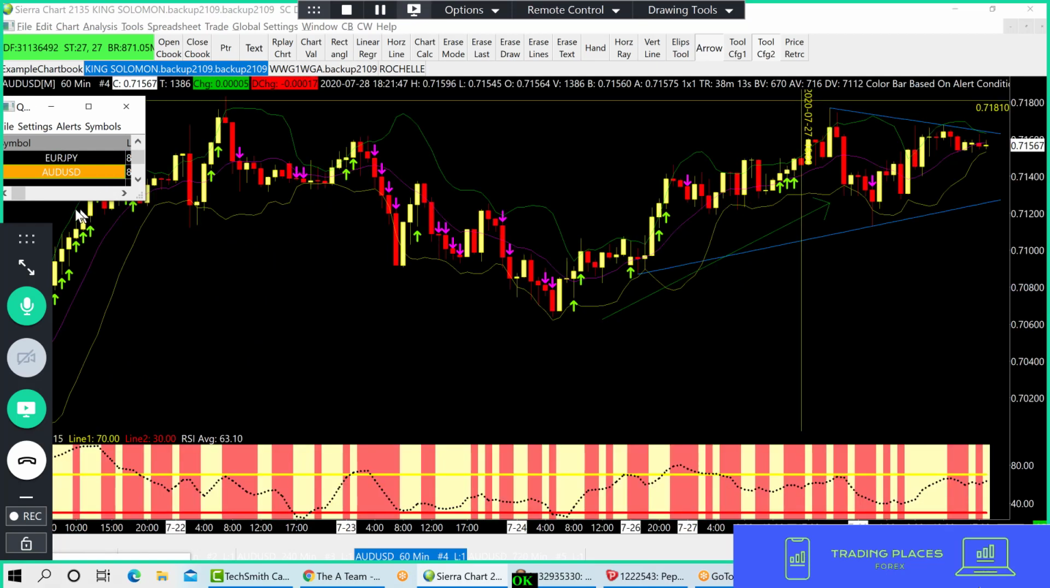This one kind of moves sideways. This is typical of Aussie dollar. You see all these, there's like a yellow and then a red, yellow, red. I mean, there's no really solid colors going through. That's why it is so hard to trade Aussie dollar.